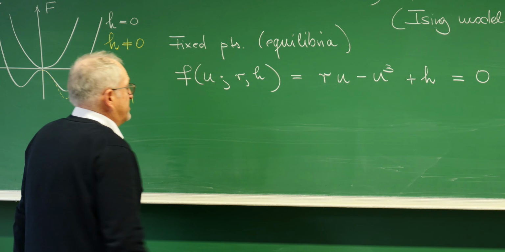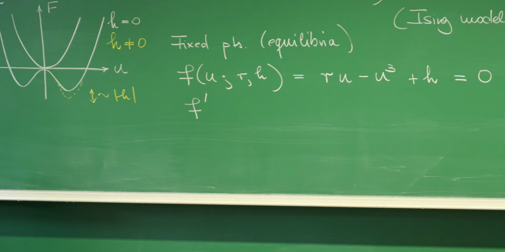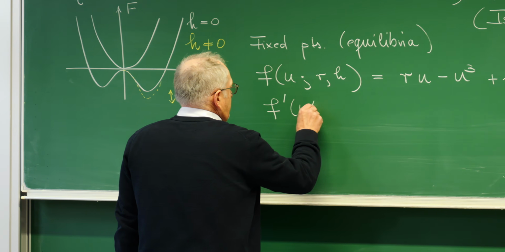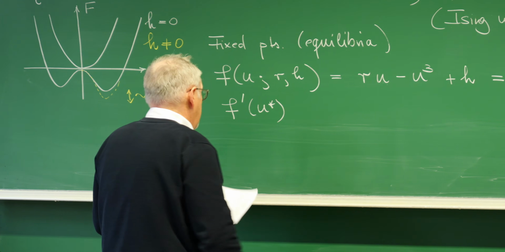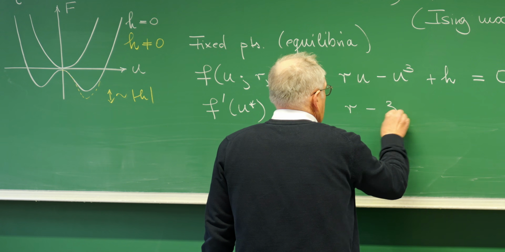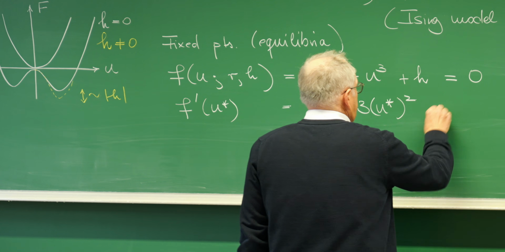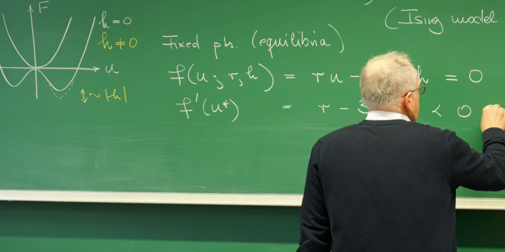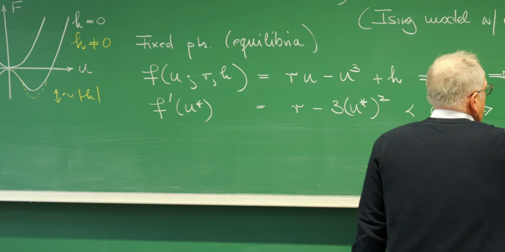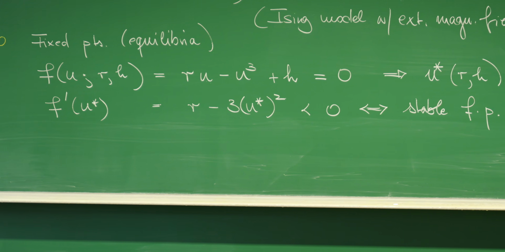If I want to decide on stability, I just have to look at the derivative. That's something we learned yesterday, Friday, I mean, and evaluate that at u star. And there you get, if you do the simple math here, that this is r minus 3 u star squared. And if this is less than 0, then this is equivalent to having a stable fixed point, and otherwise you will have an unstable fixed point.